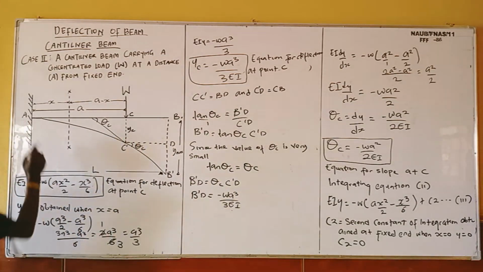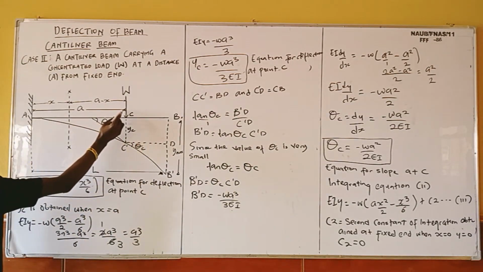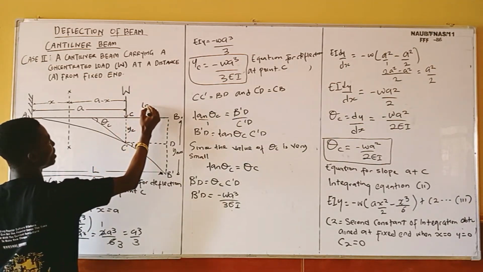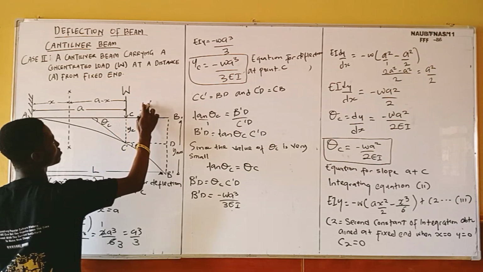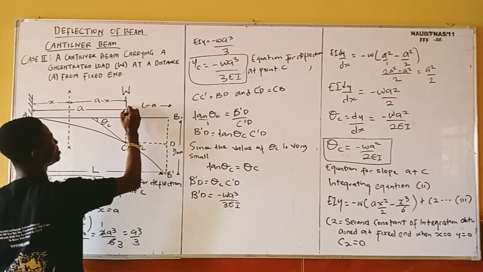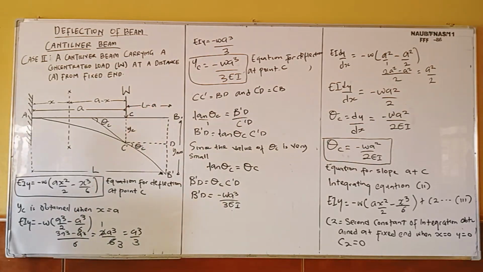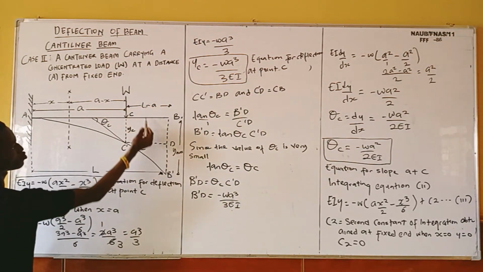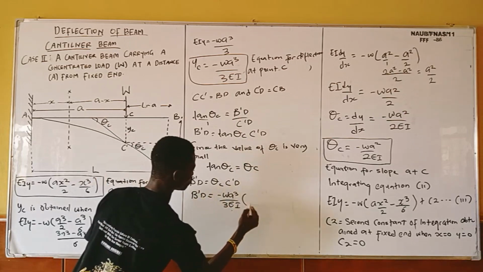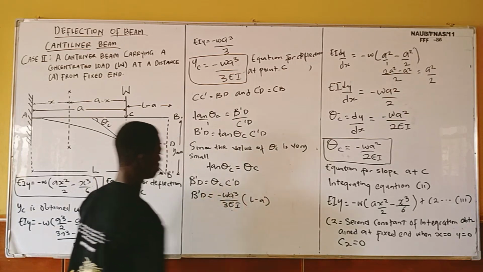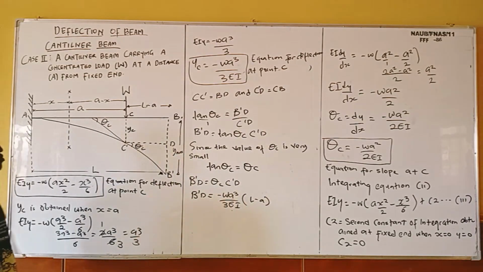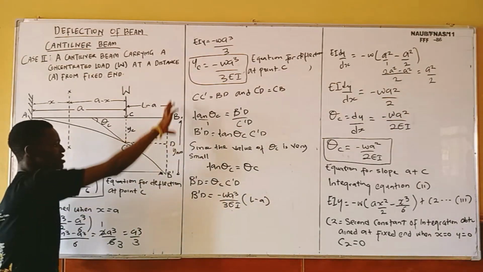But don't forget that the total length of this beam is L. And from here to here is A. So for me to get the remaining part here, I'm going to have L minus A, which is the remaining distance here. So from my C prime to D prime is L minus A. So now this is the deflection at this point of the beam.